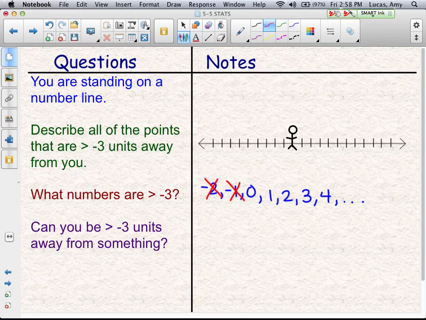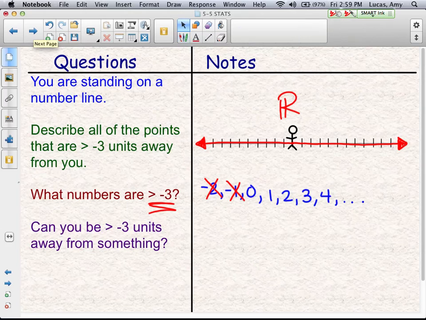So look what happens if we graph that. 1 unit away, 2, 3, 4, 5, and so on. It's just going to keep going. Same thing in the other direction. 1, 2, 3, 4, 5, and so on. So greater than negative 3 units away from that person would be all real numbers. It would be the entire number line. Every single spot is going to be included when you're talking about greater than negative 3 units away.